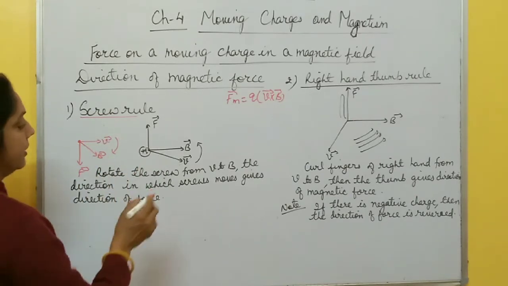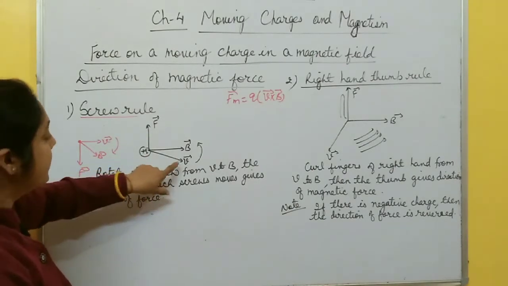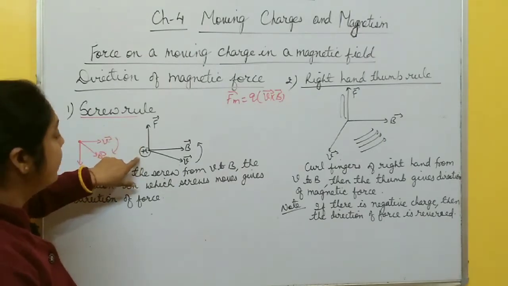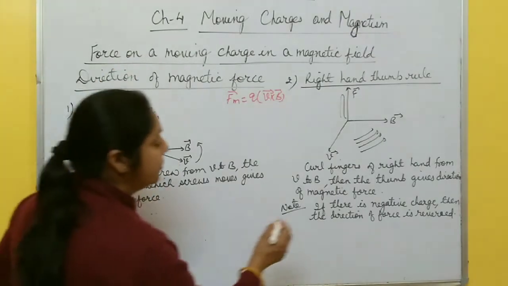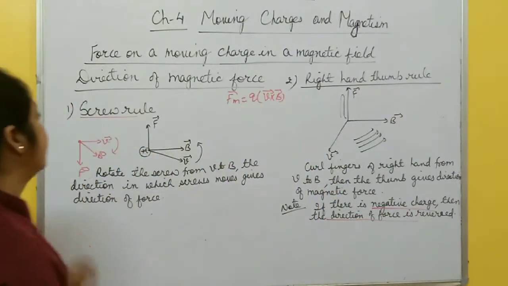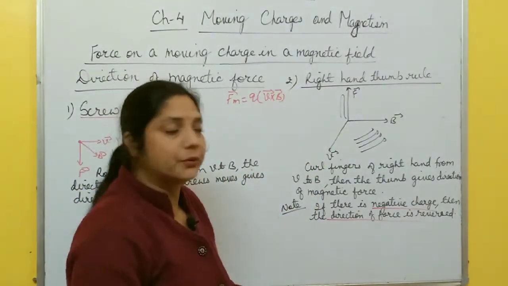Okay, so this is the screw rule. And if the charge is negative, the direction of force is reversed. Here the direction of force is upward, but if this charge is negative, then the direction of force is downward. So for a negative charge, the direction of force is reversed. This is the screw rule. Another important rule is the right hand thumb rule.